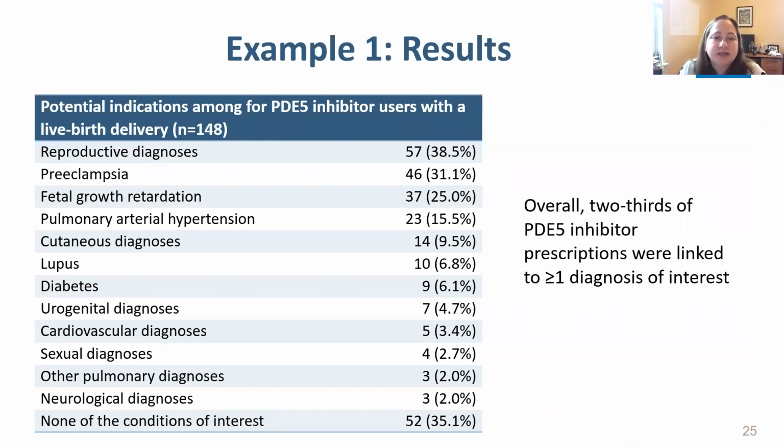Looking at potential indications, you can see the distribution here. People could definitely have more than one indication, so that's why these would not add up to 100%.